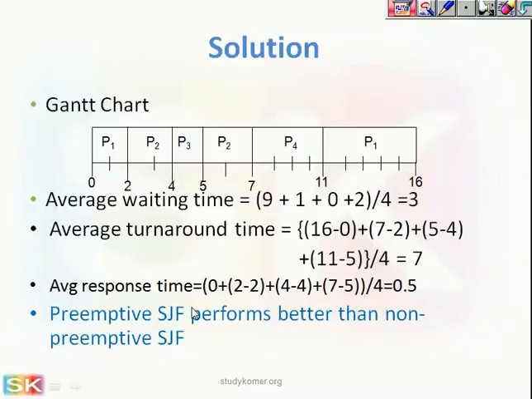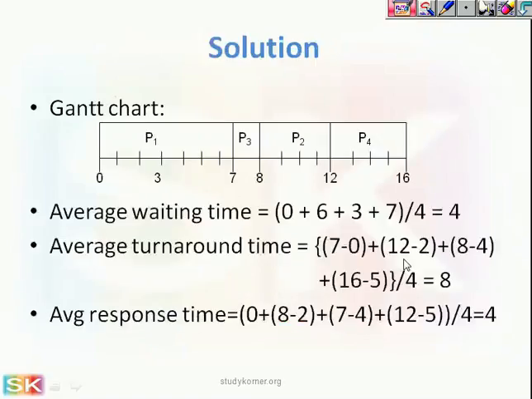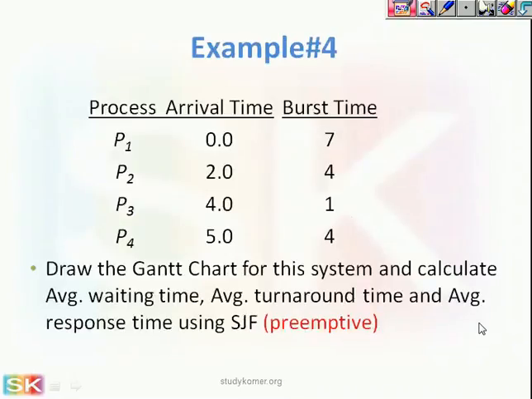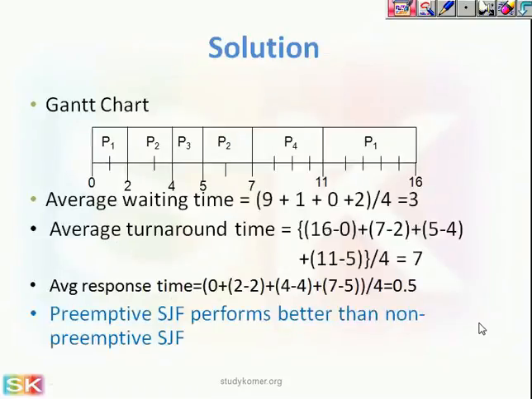So preemptive SJF performs better than non-preemptive SJF. You can compare. Average waiting time here comes out to be 3, turnaround time comes out to be 7, and that of non-preemptive, 4 was the average waiting time and 8 was the average turnaround time, and response time is 4, right? So preemptive SJF performs better than non-preemptive SJF.